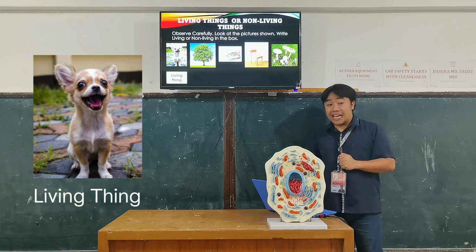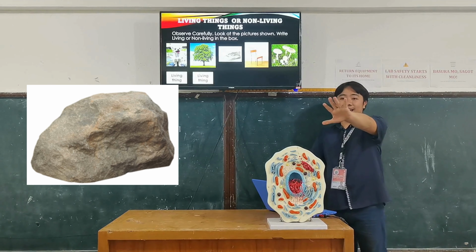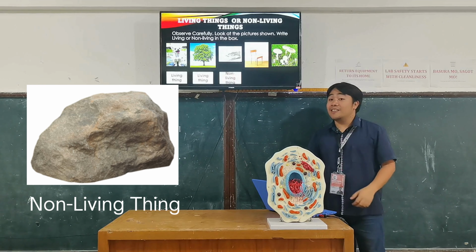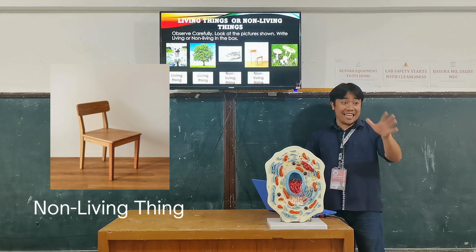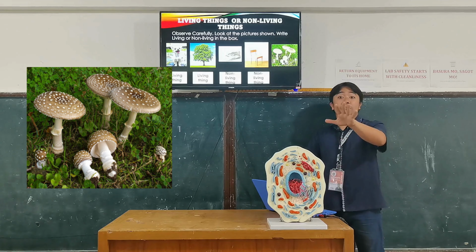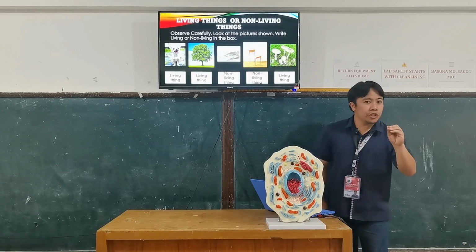It's living thing. Jason? Living thing. Good job. Leslie? Okay, that's correct. Non-living thing. This one? Jeremy? That's correct. It's non-living thing. And for the fifth one, Edmar? Correct. Living thing. I have a question now.